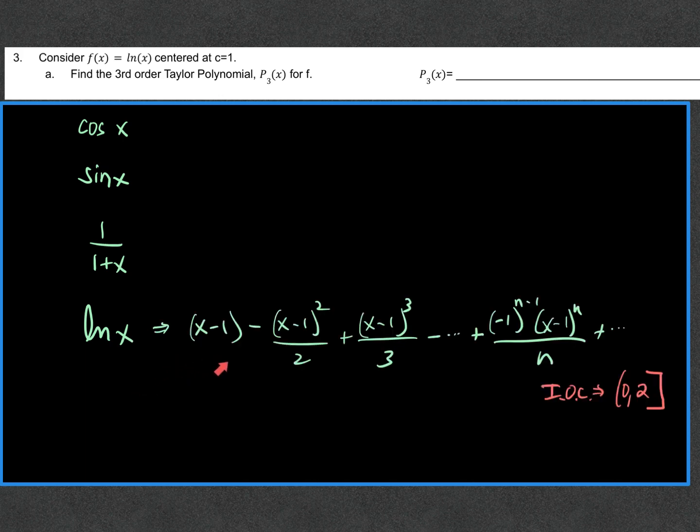This is the Taylor series for the natural log of x centered at 1. This is the general form, and this is the interval of convergence. And all this information should be committed to memory. And when it is, coming up with a third-degree Taylor polynomial is as easy as writing down the first 3 terms.